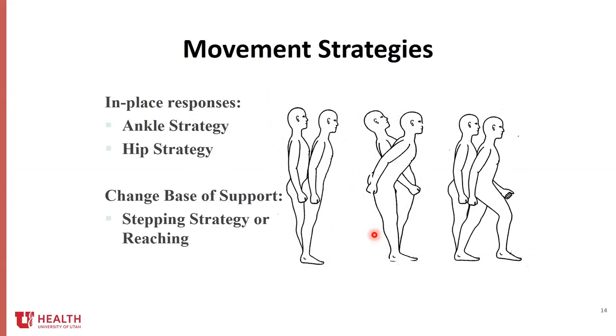These movement strategies change based on our demands. An ankle strategy and a hip strategy are what we call in-place responses. If we don't want to move or can't move our feet, we might choose an ankle or a hip strategy. However, we can also change the base of our support. If you recall, our base of support needs to contain the location of the center of mass. So if we take a step, we can increase the size of our base of support. This type of stepping strategy, and in some cases a reaching strategy, can be very effective at recovering our balance.